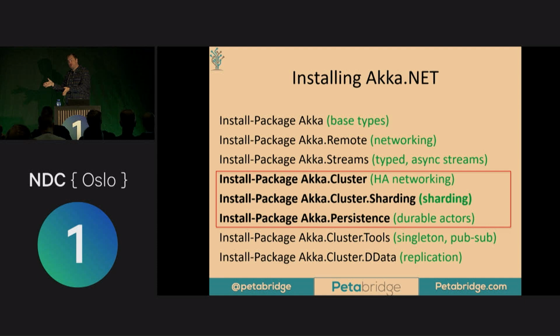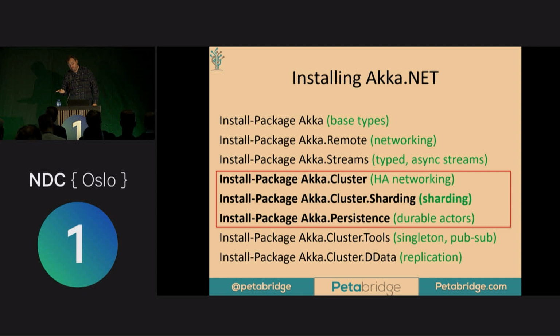Finally, we're going to talk about Akka.persistence. Akka.persistence is a database-agnostic way of making actor state reentrant and durable. So being able to journal events to a database, being able to recover them when the actor gets started back up again. All three of these components work in concert to help build highly available systems that are reasonably consistent and partition tolerant as well.